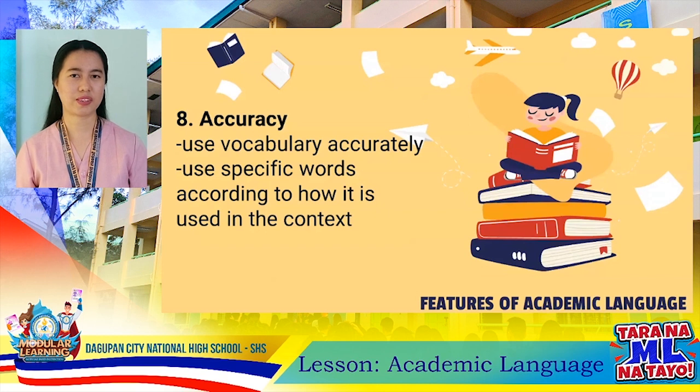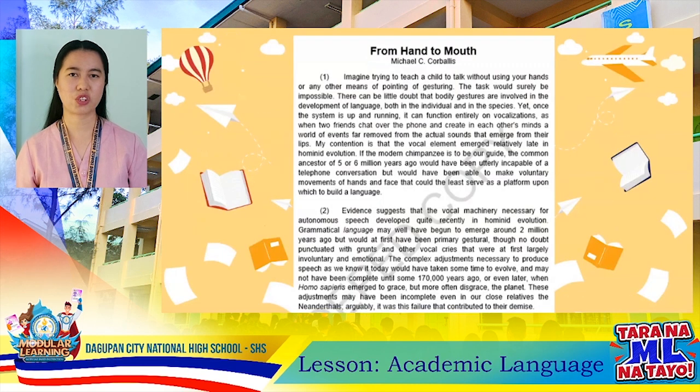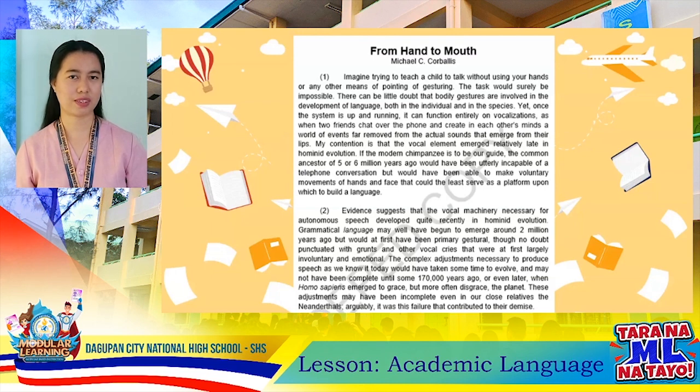Let's try to look at this academic text entitled From Hands to Mouth by Michael Corballis. This text has the features of academic language. It is formal because it does not use colloquial words and abbreviations. The sentence structures and words are complex. It uses third-person pronouns to maintain objectivity of the text. The text also uses transitional devices and conjunctions to connect its thought. It is also research-based. The full copy of this text is found in the DepEd EAPP module, The Reader.